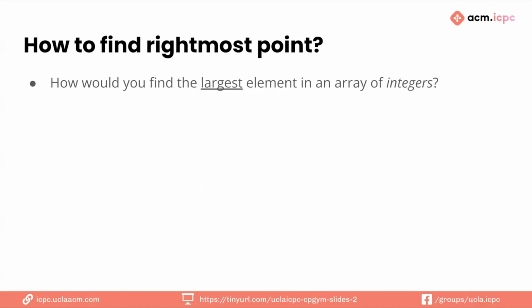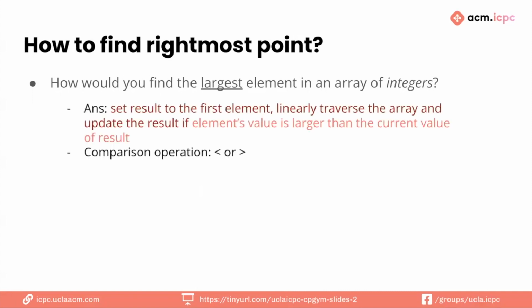Exactly, right? So in more detail, basically you set the result to the first element of the array and then linearly traverse it. And every time the current element's value is larger than the value of the result, you update the result and you end up with the largest value in the array. So the comparison operation that you perform in each iteration of the loop is some kind of integer comparison, maybe greater than, less than or equal, depending on the problem.